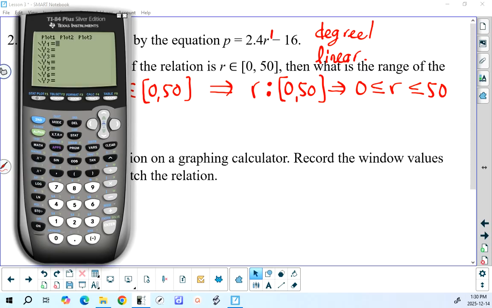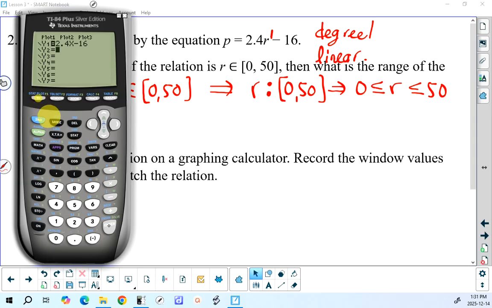So you're going to go to the y equals button, which is in the top left portion of your calculator. And you're going to enter in 2.4x. X is right beside the green key, minus 16. Now we're going to learn how to use our graphing calculator by setting up the window. You're told that r is from 0 to 50. So we went to y equals, and we entered 2.4x minus 16.